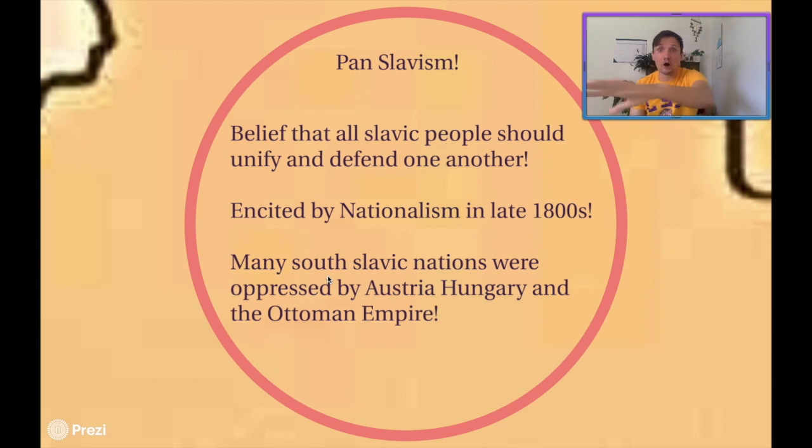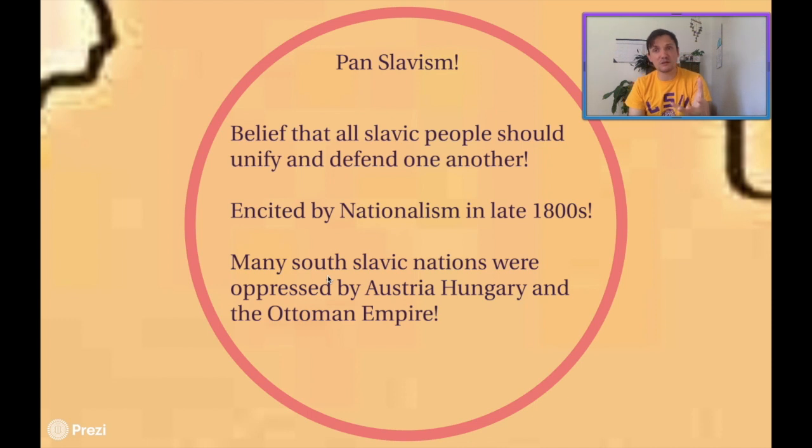Pan meaning all over or everywhere, to span something, pan-Slavism, the spreading, and Slavism being that nationalistic idea of Slavic people, that, oh, we're Slavic people, we have a different language, we have a different vocabulary, we have a different alphabet, we are different people, we should not be ruled by Austrians and Ottomans. Pan-Slavism is going to pop up, which is this belief that all Slavic people should unify and defend one another.